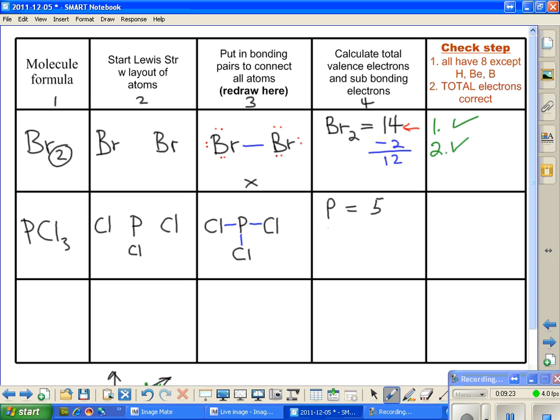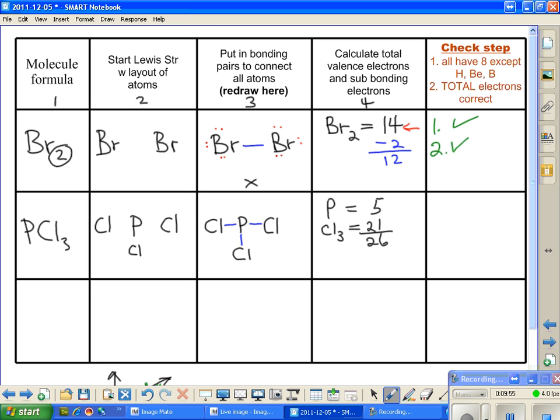Now we're going to do chlorine. Chlorine, there's 3 of these guys, so I just put a subscript there. And chlorine, if you look on the periodic chart, is in column 17, or 7, depending on your chart. And that means he has 7 valence electrons. But there's 3 of him. So we're going to have 7 times 3, or 21. And so our total electrons are going to be 26.